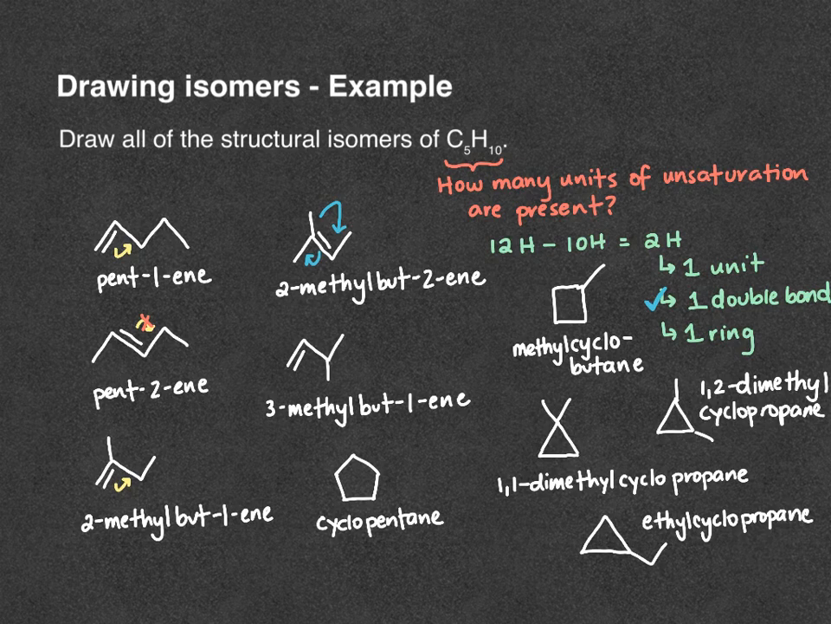So with 1 unit of unsaturation, we've managed to come up with 10 isomers. As you increase the chain length or increase the number of units of unsaturation, you're going to increase the number of isomers you can form. And so having a systematic approach is really helpful to these types of problems.